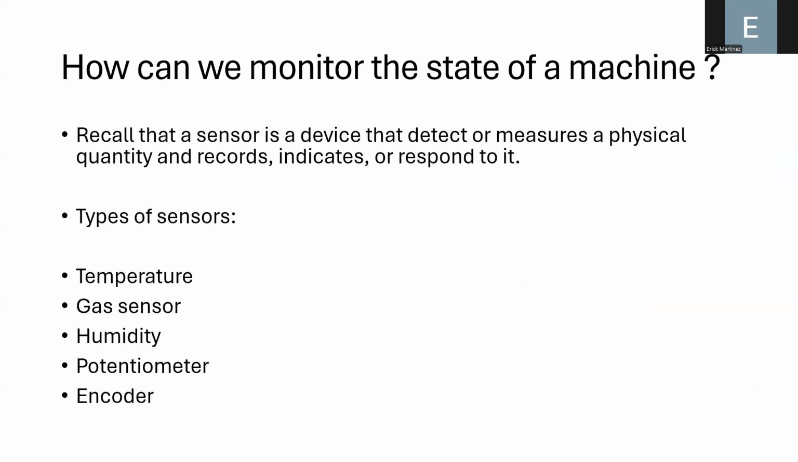The typical way to monitor the state of any electrical machine is by using sensors. Recall that a sensor is basically a device, in particular an electronic device, that produces a voltage or an electrical signal in response to a physical stimulus. Here I listed some types of sensors that you can use to monitor the state of any machine or any process. For example, one of the most common variables that we want to study is temperature. Also, we have gas sensors, humidity sensors, potentiometers, and encoders.